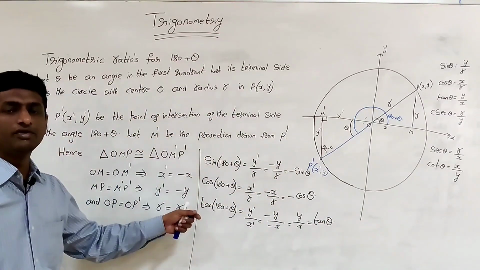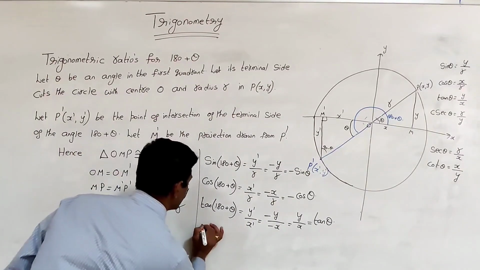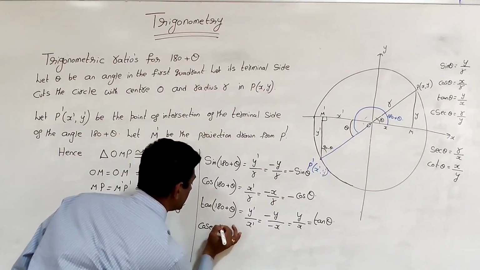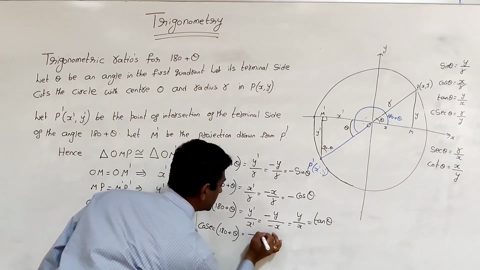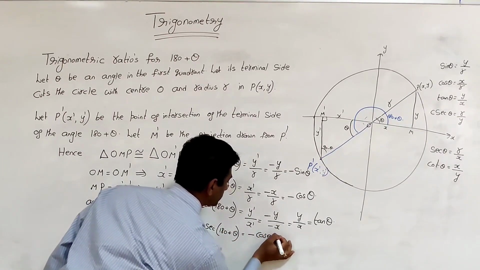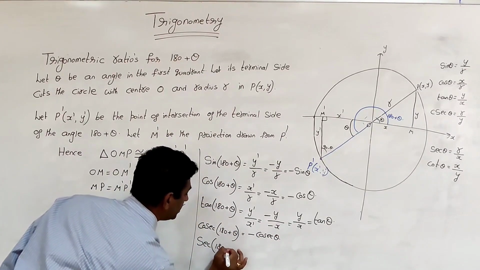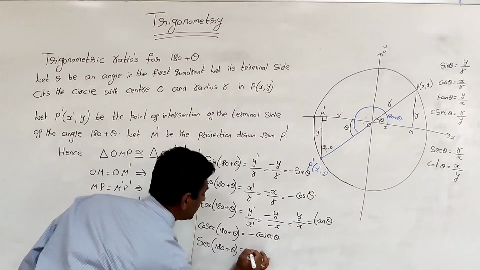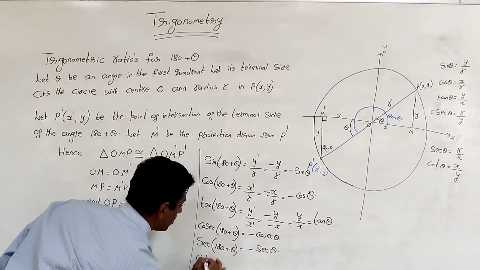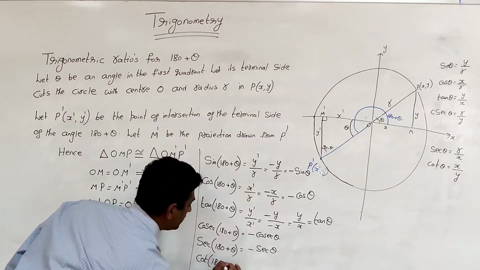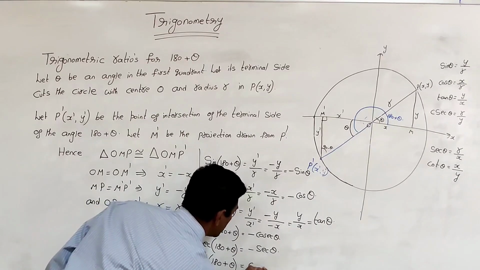So similarly, we can have the other 3 trigonometric ratios. Cosecant of 180 plus theta will be minus cosecant theta. Secant of 180 plus theta will be minus secant theta. Cot of 180 plus theta is cot theta.